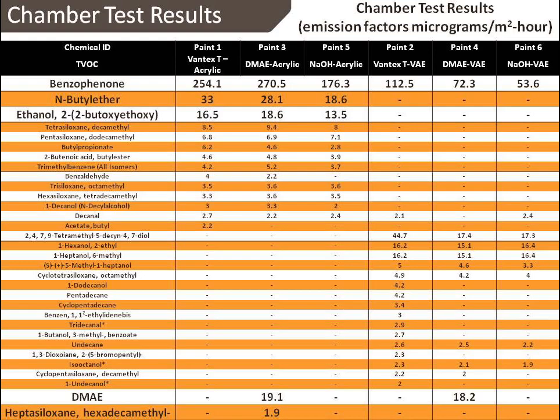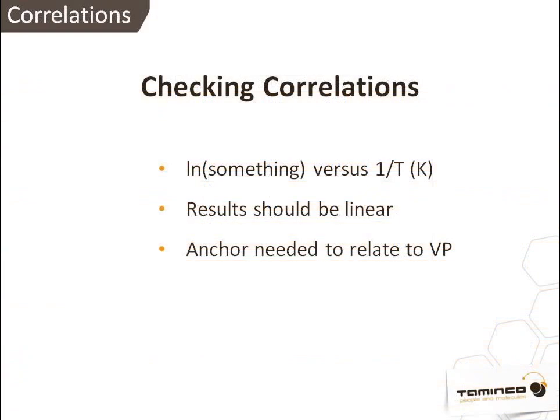Finally, a quick digression. No matter what you're doing, a good rule is to take the natural log of something and plot it versus 1/T. If you think the measurement that you're making is relevant to vapor pressure, then this plot should be linear. You're not going to know exactly how it relates to vapor pressure unless you can anchor it, but at least you'd say that this is related to vapor pressure. I don't know exactly how, but I have an example of that quickly.